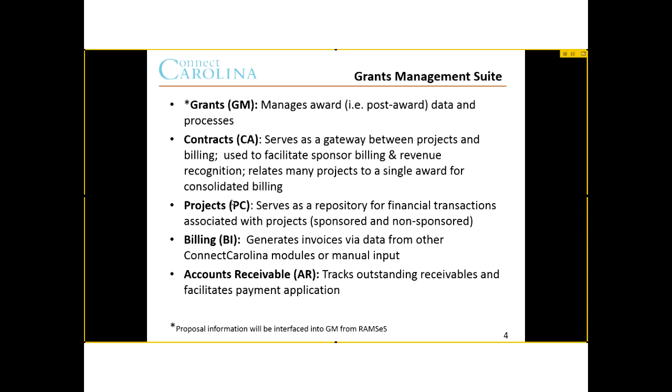The Contracts module is what we will be using for billing. This is where we can specify whether bills are sent out monthly, annually, if we're using drawdowns, and where we can also keep our billing limit. The Project Costing module is where direct costs and cost shares are stored. The Billing module is where we generate invoices to our sponsors. Accounts Receivable tracks our outstanding receivables, and we can use this information to generate aging reports and our AR balances.